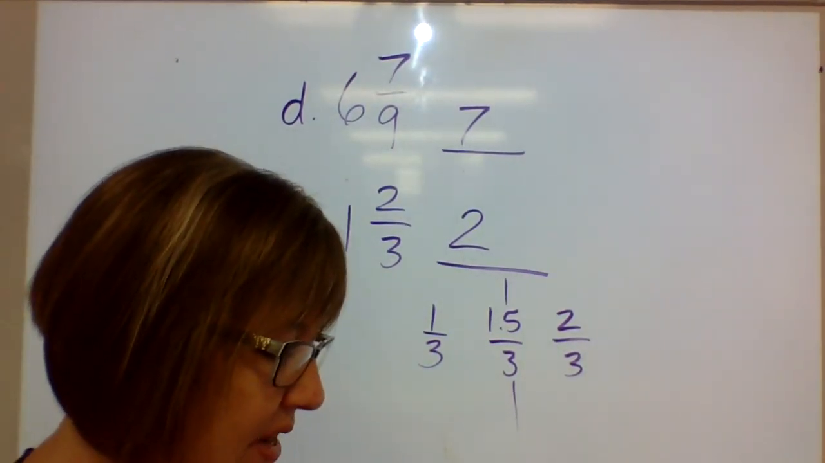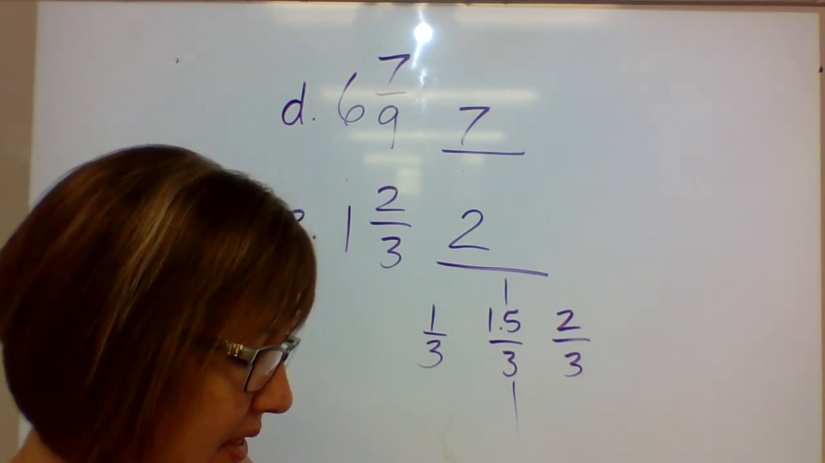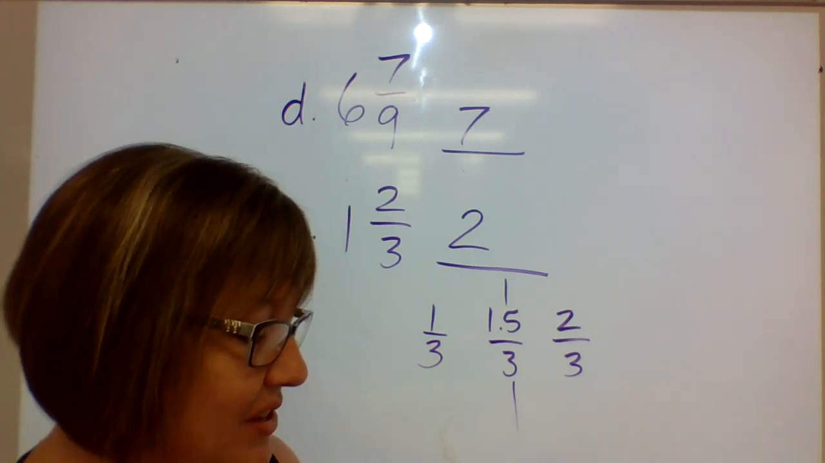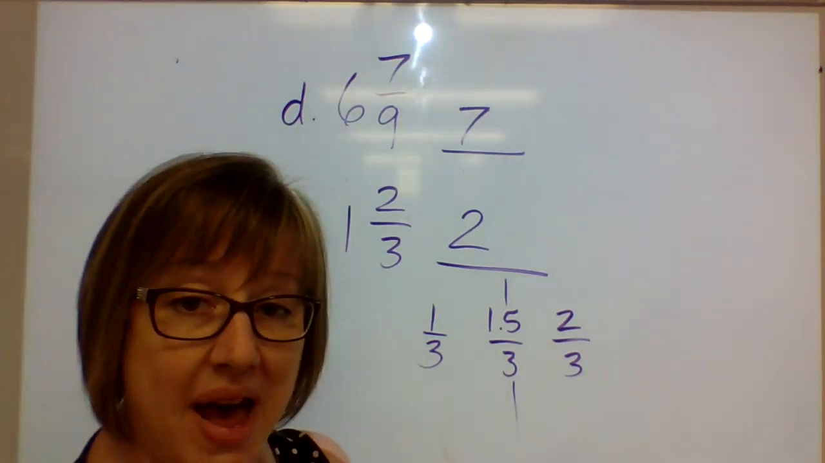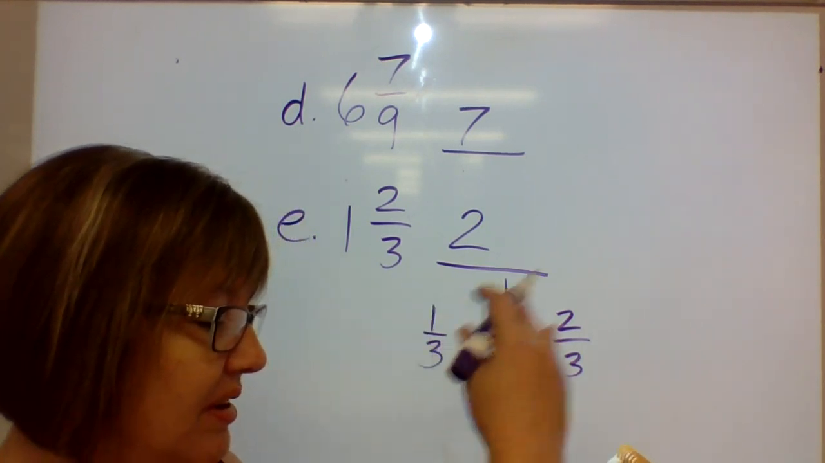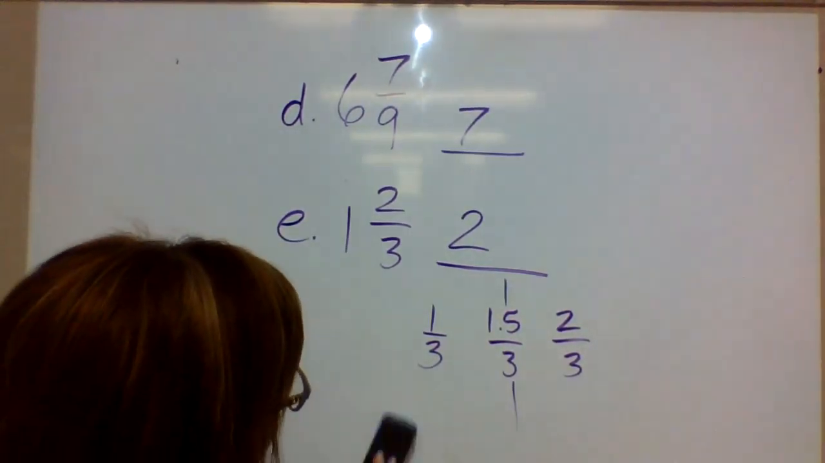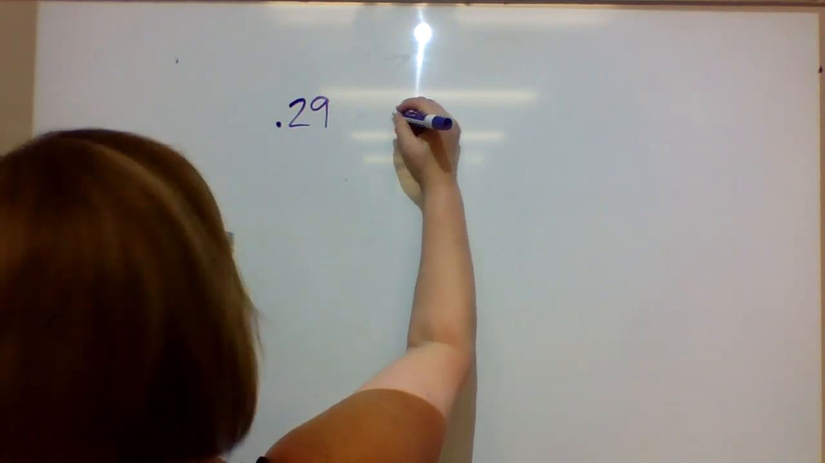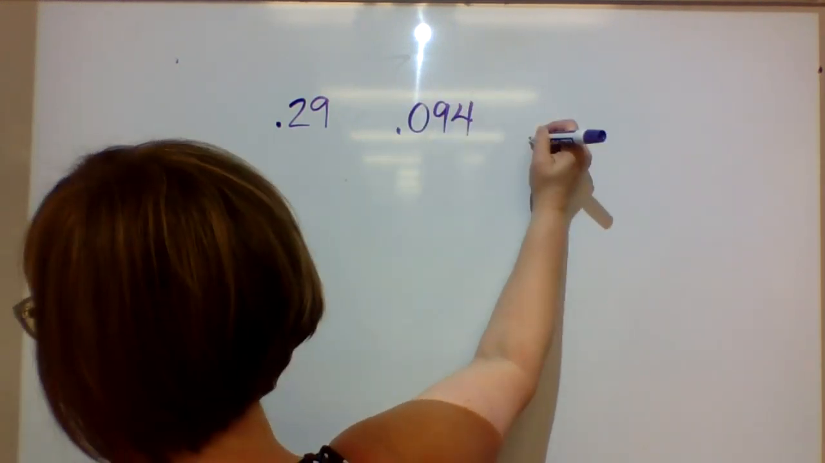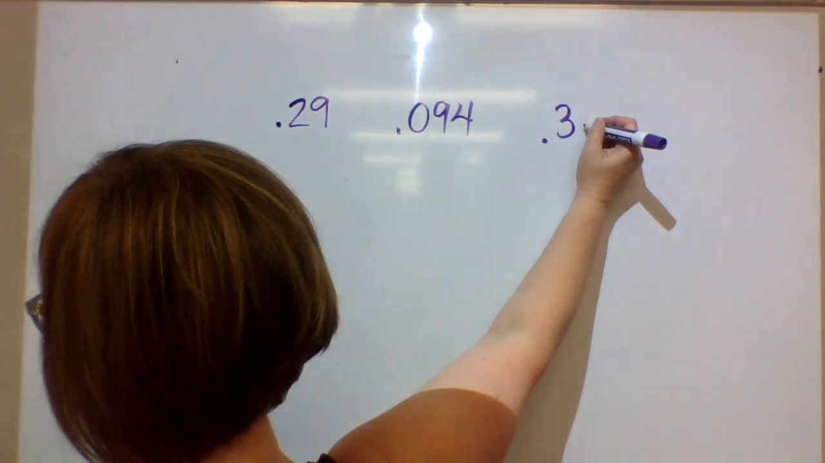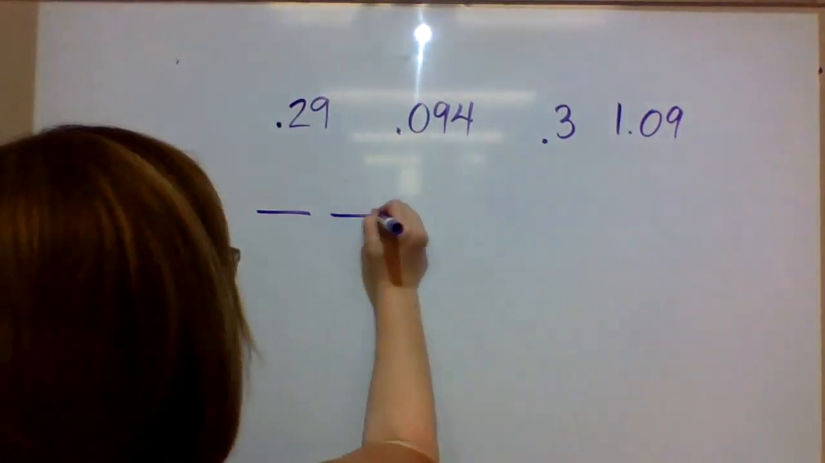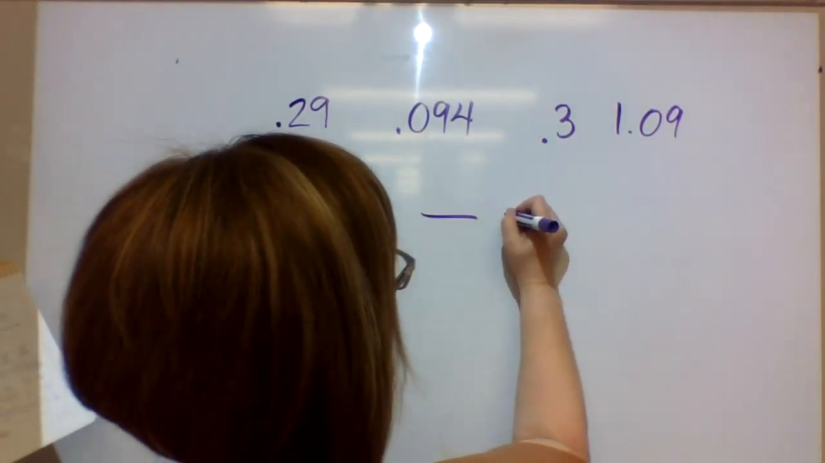And then the rest of it, you know what I'm going to say. The rest of it is all yours. You're reviewing everything. Don't forget on section 11 on the back, you have a whole bunch of numbers. I don't think you've done this in a while. We have 0.29, 0.094, 0.3, and then 1.09, and so forth. You're supposed to put them in order from least to greatest.